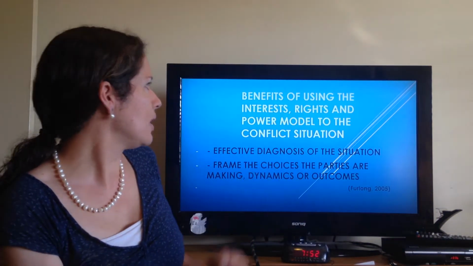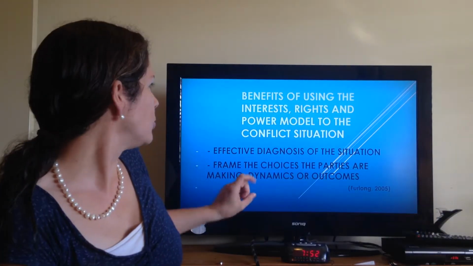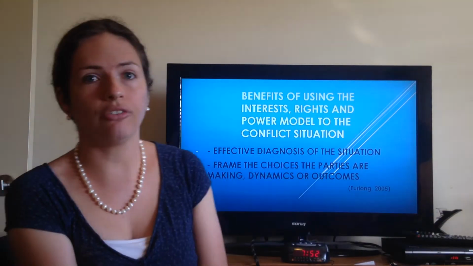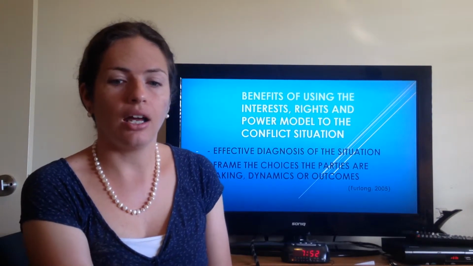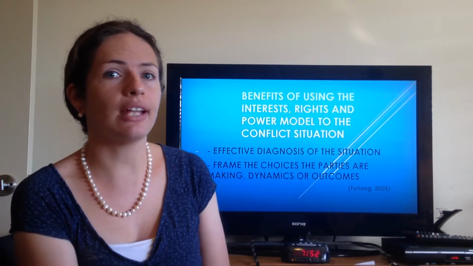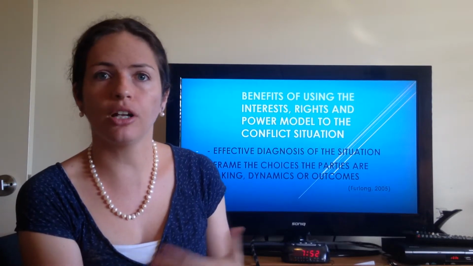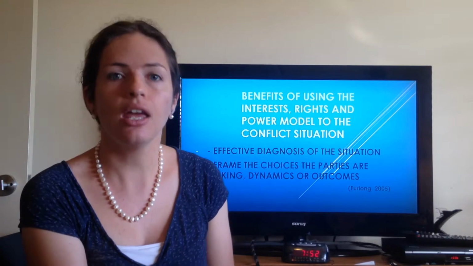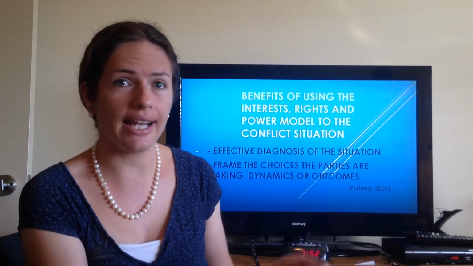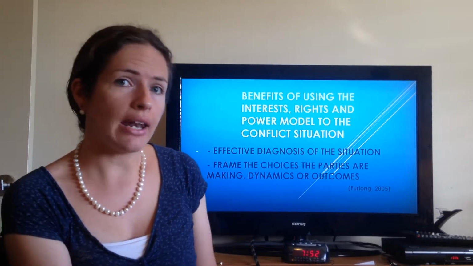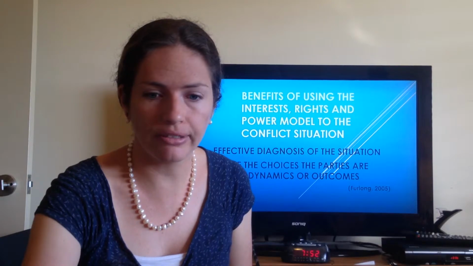The benefits of using the model in a conflict situation are related to making an effective diagnosis of the situation. Usually, people don't make a correct diagnosis, and that's why they react emotionally and use tools that don't help to solve the conflict, but make it escalate. And I believe that's what's happening right now in your conflict situation, Mr. Jones.